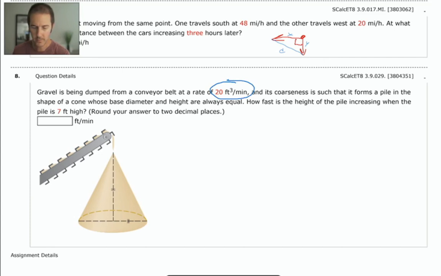The gravel is being dumped from a conveyor belt at a rate of, now that says 20 cubic feet per minute. You need to know that if it's cubic feet or cubic inches or cubic centimeters, we're talking about volume. So you're being given a dV/dt value, which means that the equation that you design better have a V in it, where V stands for volume. And that's going to be the volume of what, do you think?